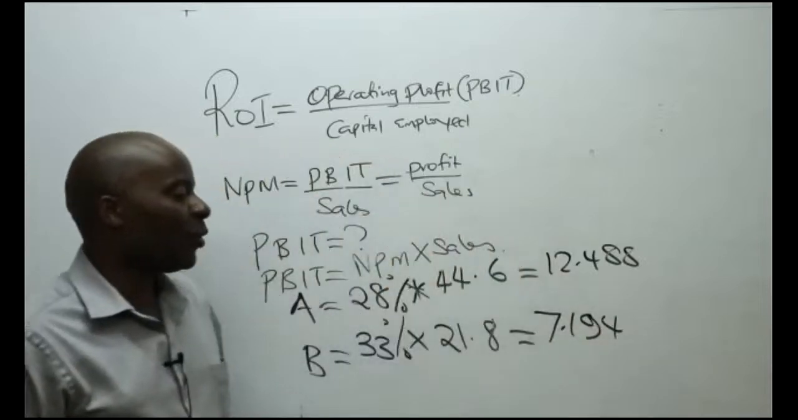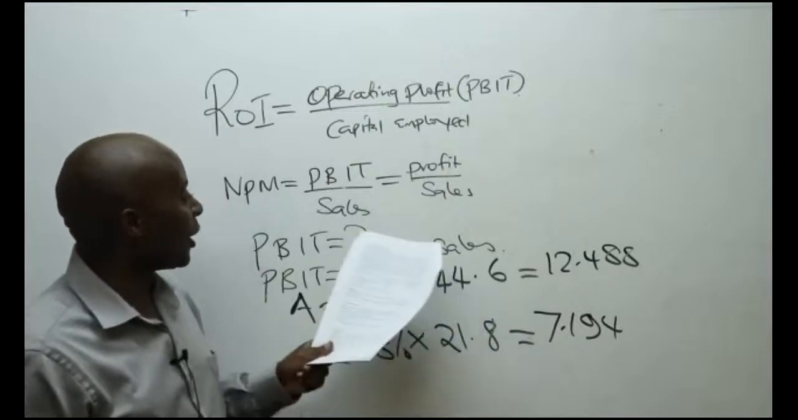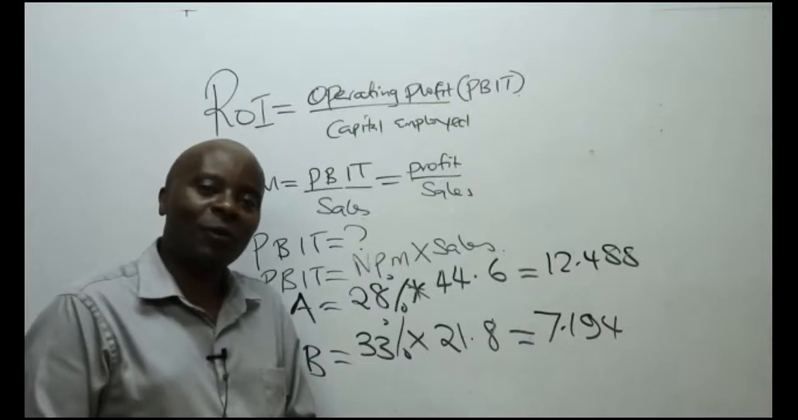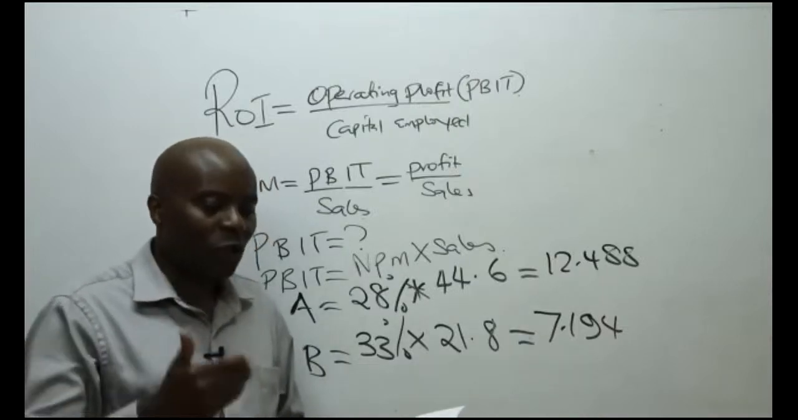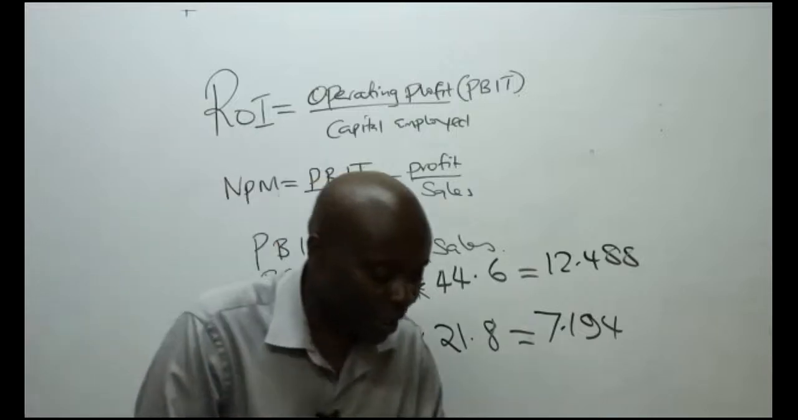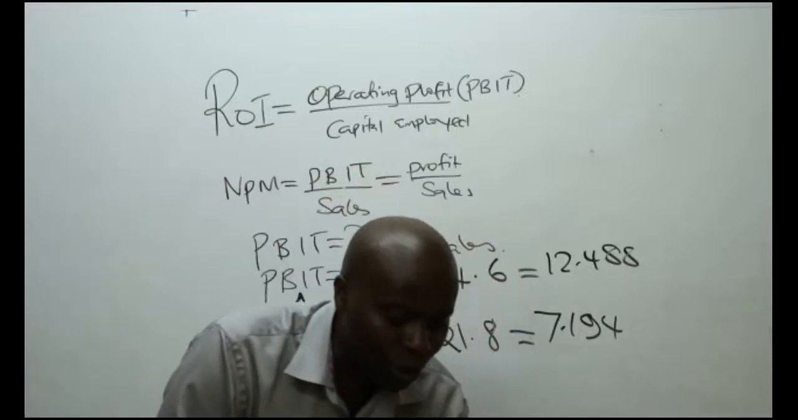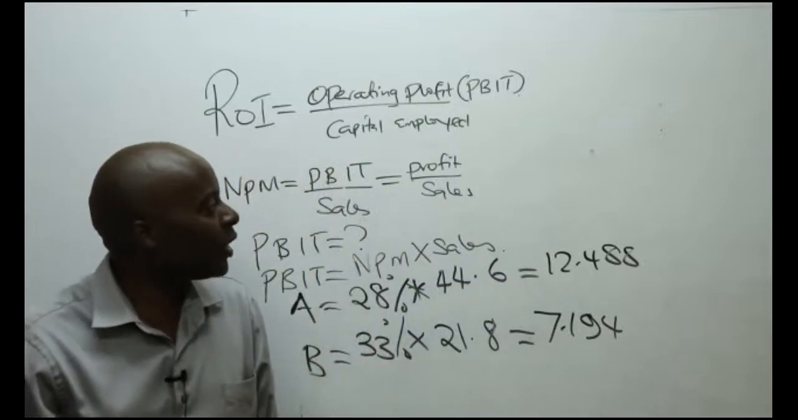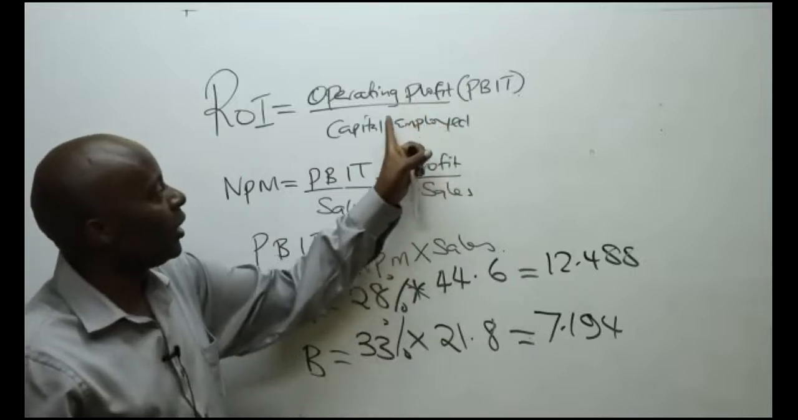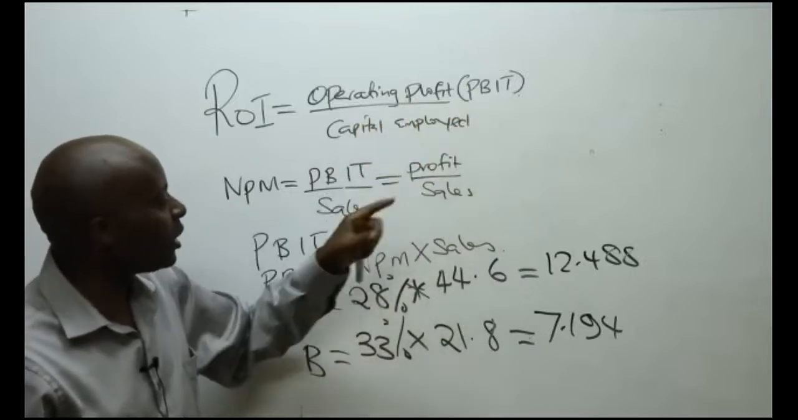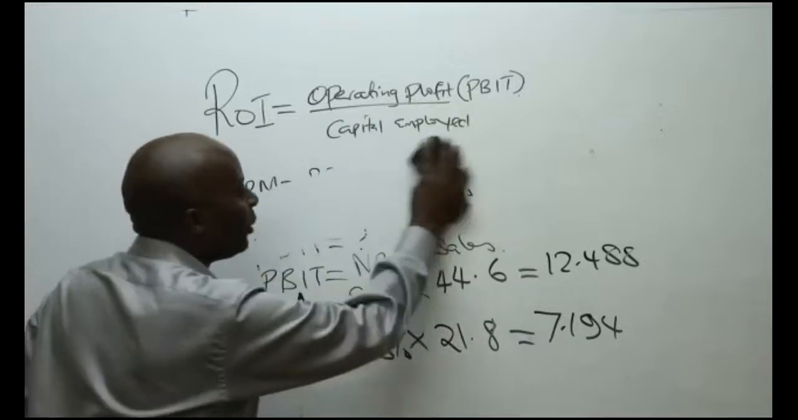7.194. And now you can come back to our formula of ROI, return on investment. Fortunately, these are things that you even did in CPA section 1. So how do we get return on investment? We have the formula: profit before interest and tax divided by capital that has been employed.